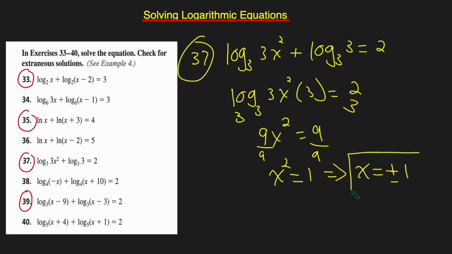Now we need to go back and see which one of these solutions work. So if we put positive 1, that would be fine because it's x squared. And also if you put a negative 1, that would be fine. So the solution would be x equal to plus 1 and x equal to negative 1. Both of them hold.